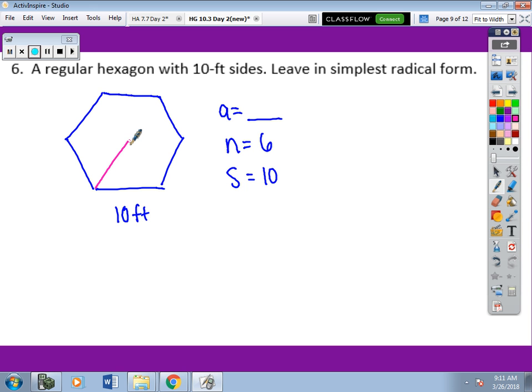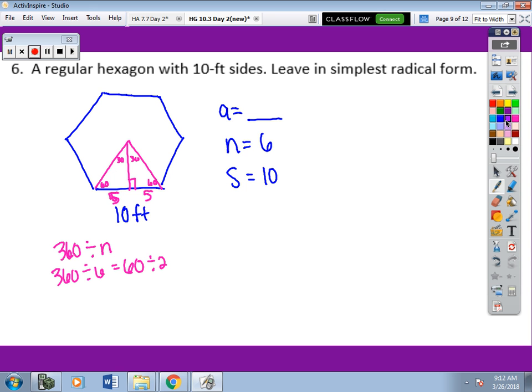So again, we have to create these little triangles inside, breaking this into 5 and 5. Now, we can't use Pythagorean theorem because we don't know two sides. So we have to find out our angles again. So use the 360 divided by n. So this whole thing is 60. We'll cut that in half to get our 30 and our 30. And then triangle sum will tell me that this is also 60 and 60.